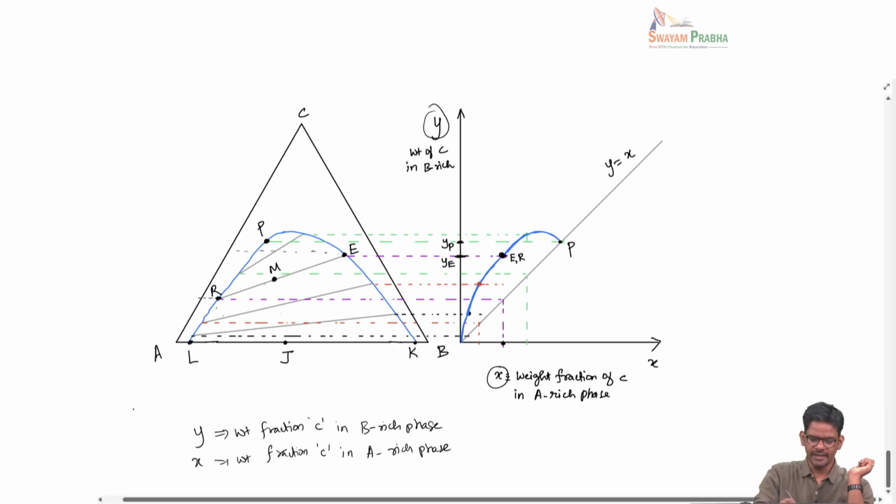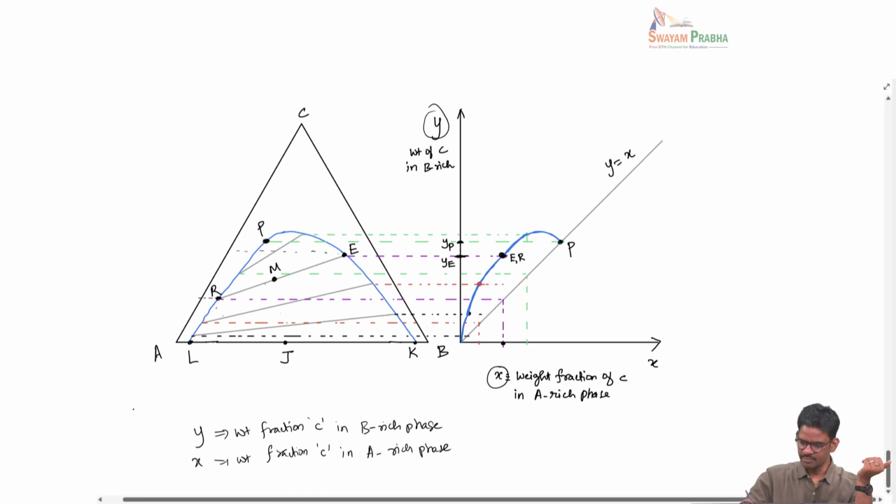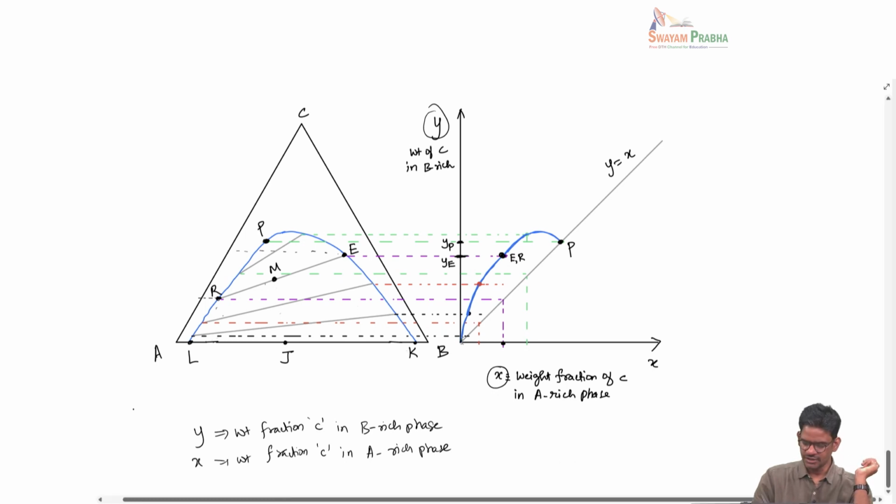If I look at this point P, at point P, X and Y are the same because it's a plait point. The composition is the same in both the A rich and B rich phase. So we find that point P on the 45-degree line. And if you look along the line AB, where C is 0, that would be the origin here. Now between these points you can find so many other points.